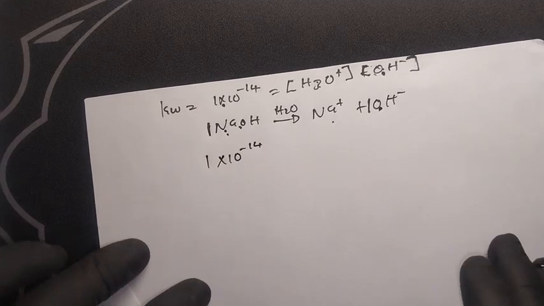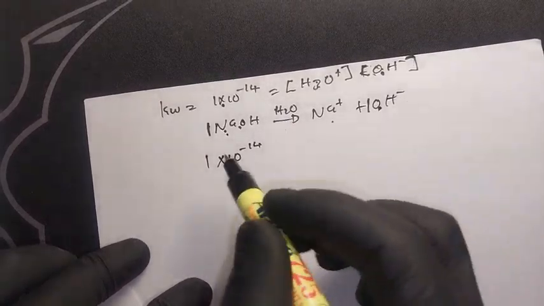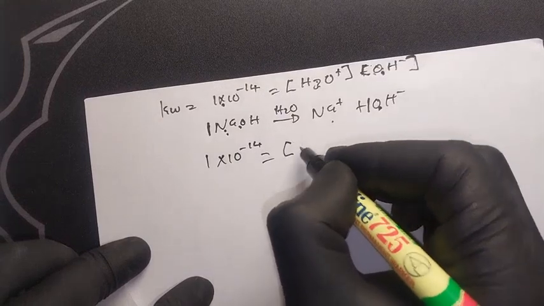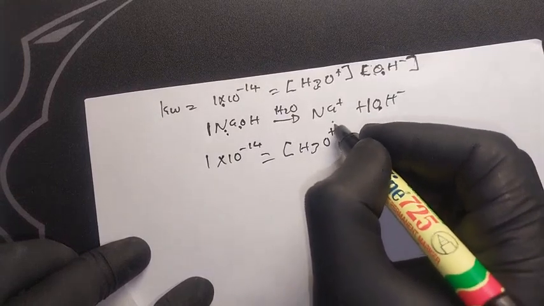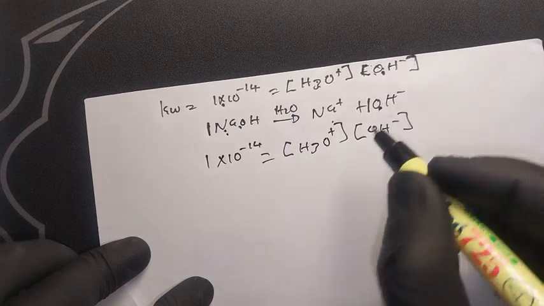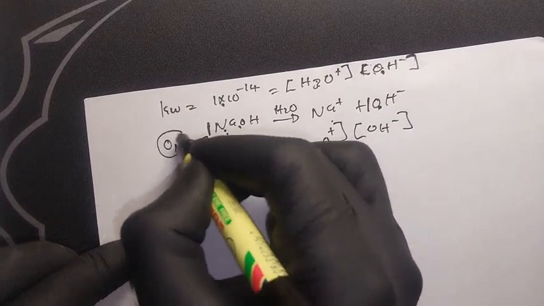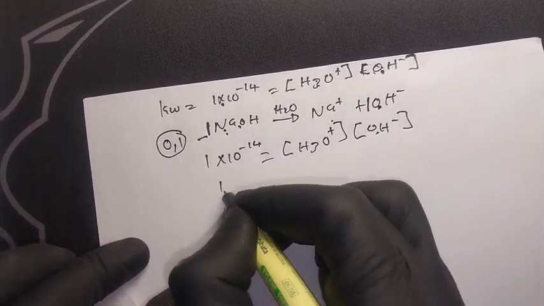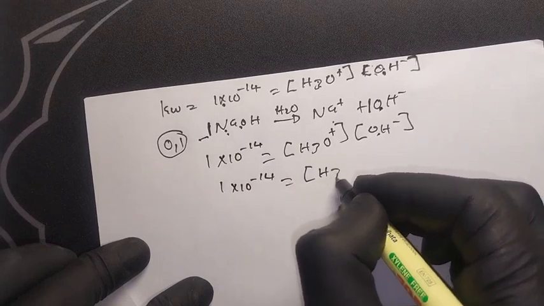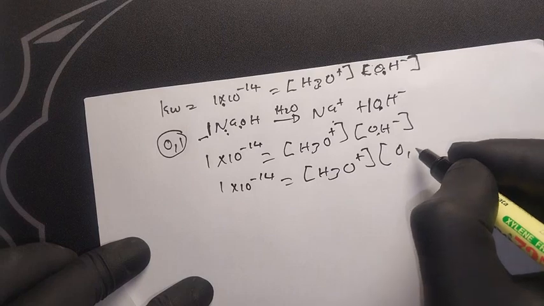Sorry about that. Which means 1 times 10 raised negative 14 is equal to [H3O+][OH-]. We know the concentration of OH minus, it's 0.1, which means over here it's going to be 1 times 10 raised negative 14 equals [H3O+] times, and here we're going to put 0.1.